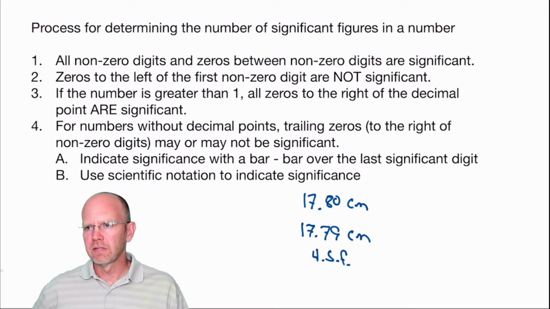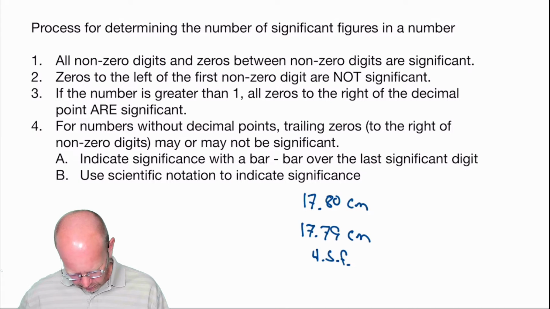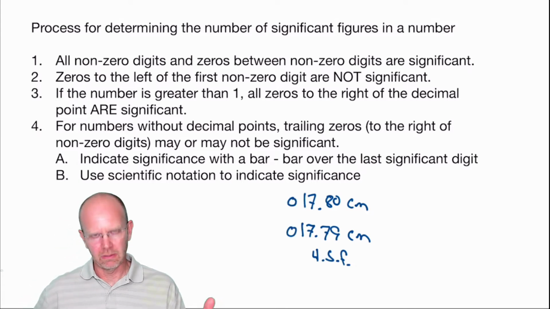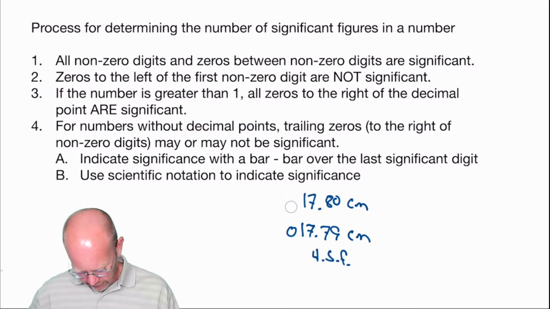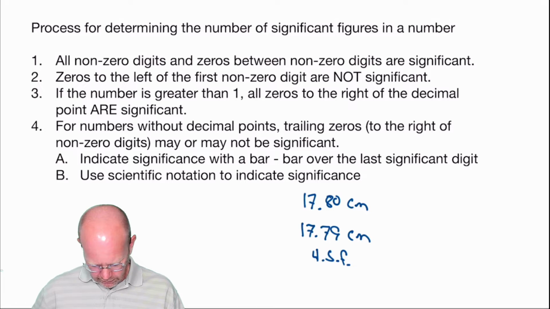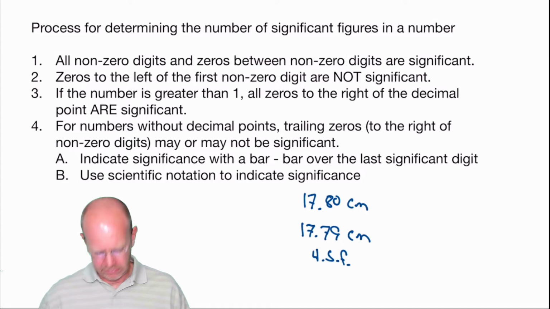Zeros to the left of the first non-zero digit are not significant. Neither of these numbers have a 0 there, but if we added a 0 here or added a 0 there, that 0 would not be significant, and it wouldn't add to the significant digits in that number. Okay, so we're clear on that. Let's see. If the number is greater than 1, all zeros to the right of the decimal point are significant. So here's the rule that helps us on the 17.80 measurement.